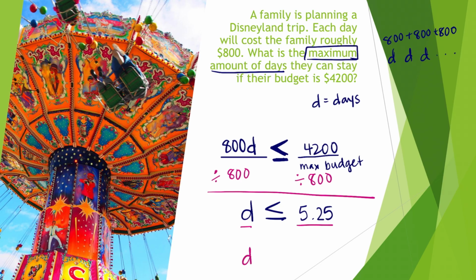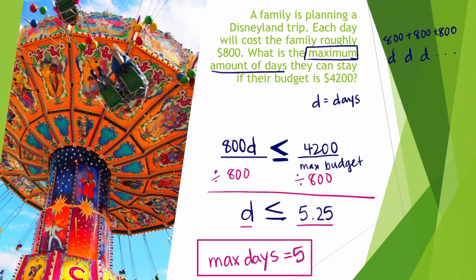So the max amount of days in the context of this problem, so the max days is equal to 5. The reason I say that is because we know that the days has to be less than or equal to 5.25, right? And the nearest whole number to that that's less than 5.25 would be 5. It can't be 6 because 6 is too big. So in the context of this problem, the maximum amount of days this family can spend is 5 days.